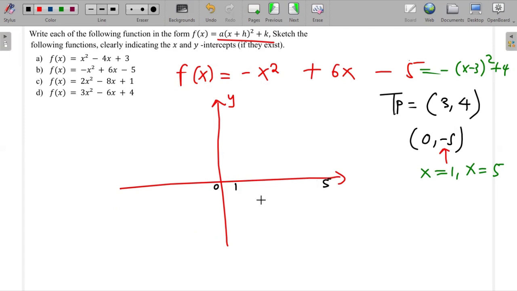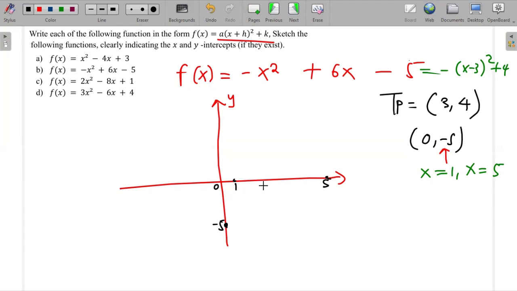And then what is my y-intercept? My y-intercept is (0, minus 5). So the minus 5 can be somewhere there. This is my (0, minus 5). This is my x-intercept 1, this is my x-intercept 5. So now, what am I remaining with? I'm remaining with the turning point. The turning point here is at (3, 4).